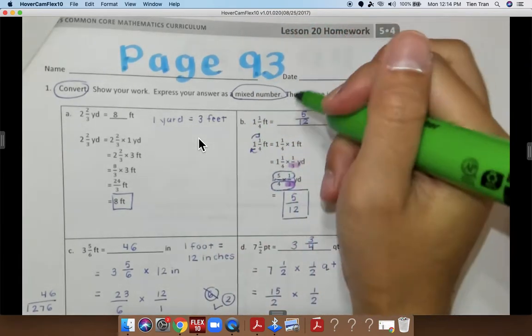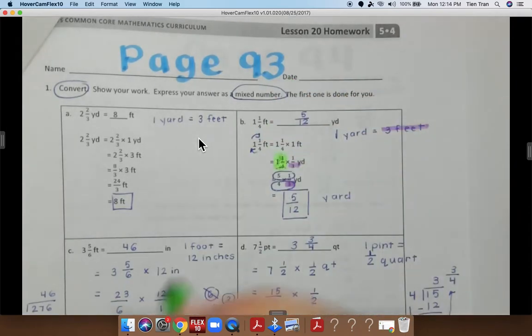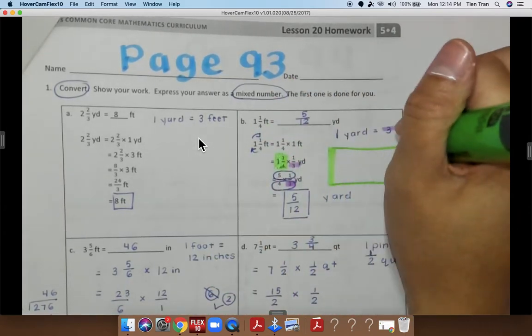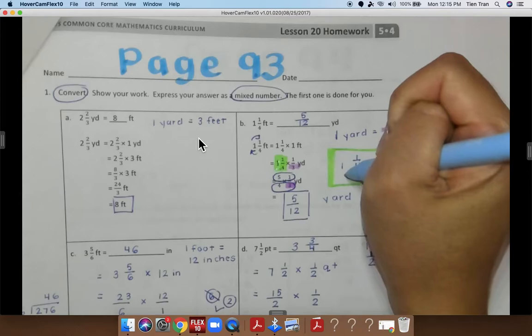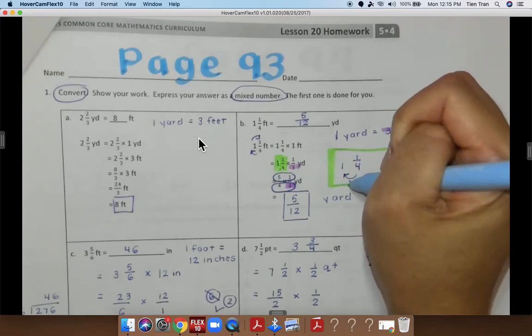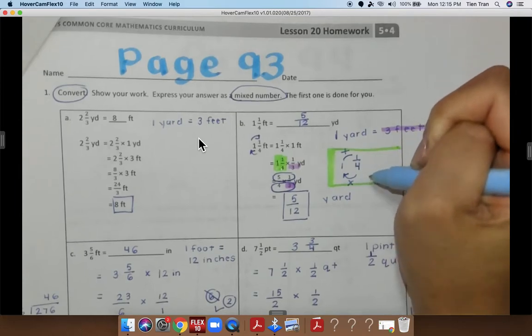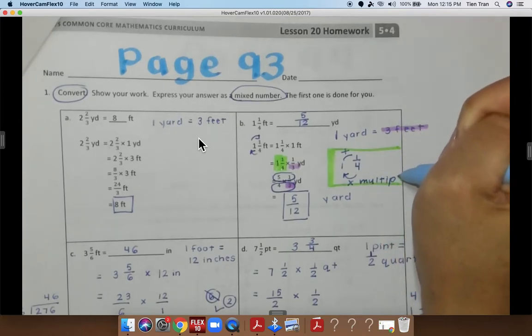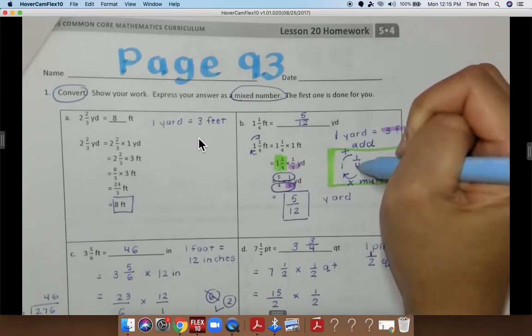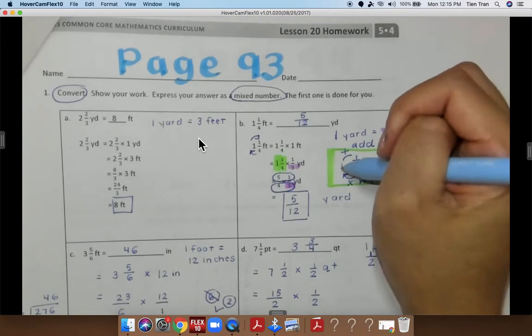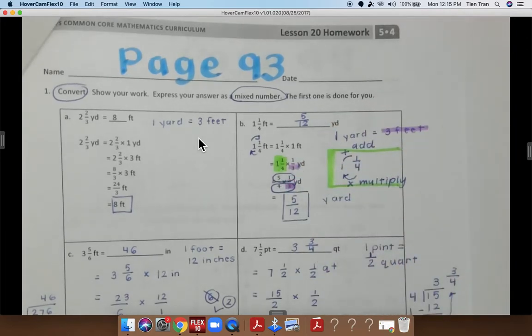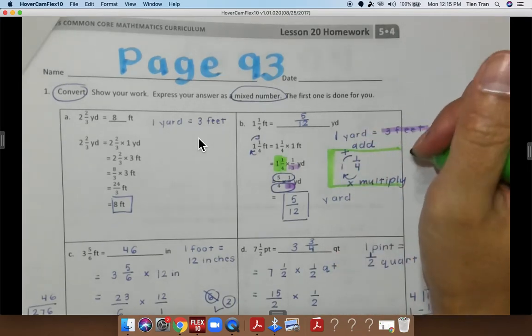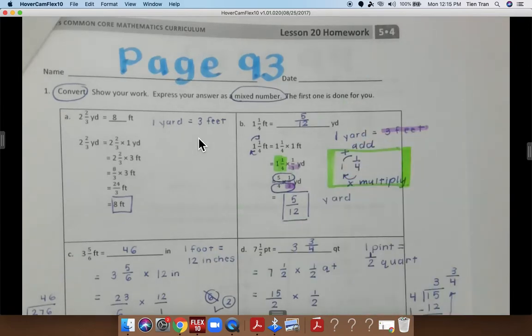So just in case you need to see 1 and 1/4 a little bit more clearly, I'm going to write it in this box, okay? So we have 1 and 1/4. What you're going to do right here is you're going to multiply, and then you're going to add. So 4 times 1 is 4, and 4 plus 1 is 5. So that's how we got 5/4. Remember, the denominator does not change when you do that. So that is in case you are forgetting how to do mixed numbers.